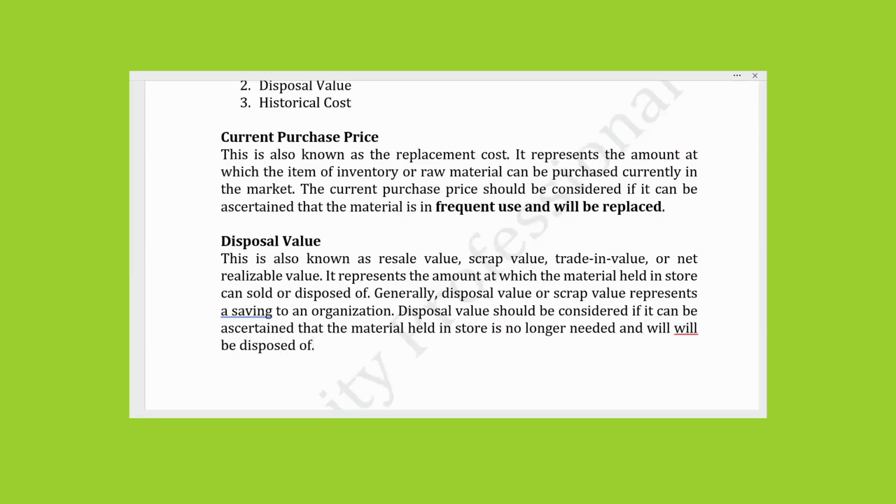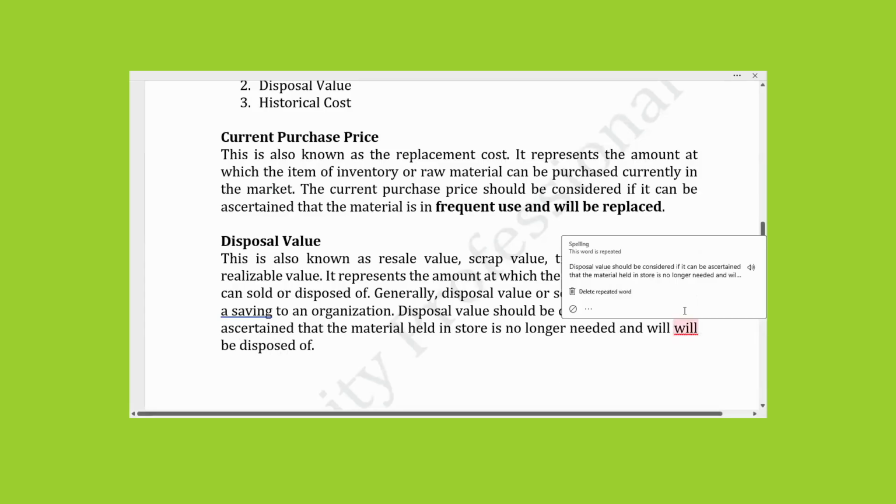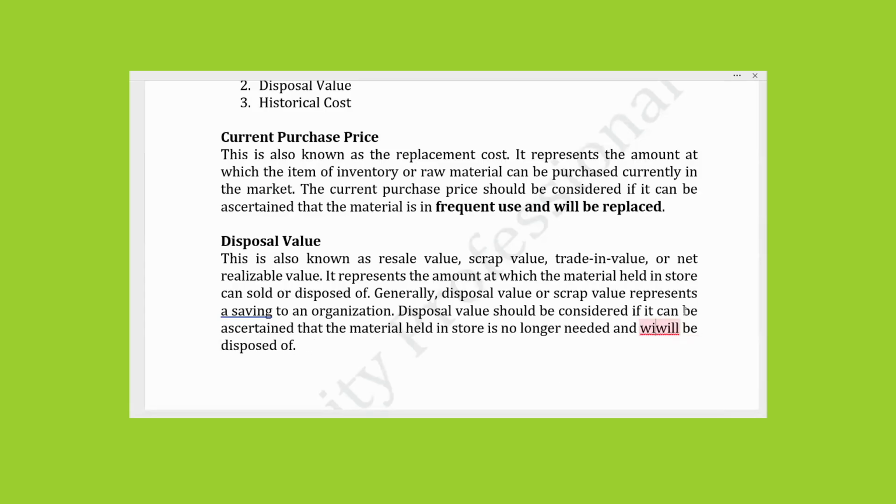All right, so that is when you are going to consider disposal. Pay attention to this. Oftentimes in a question, the examiner may give you disposal value. The fact that you are given disposal value does not make it relevant, does not mean that you are going to use it. What you are going to consider as far as disposal value is concerned is that in the question you are told that the material is no longer needed and will be disposed of. If you are not told the material will be disposed of or will be sold, then you don't need to do anything.